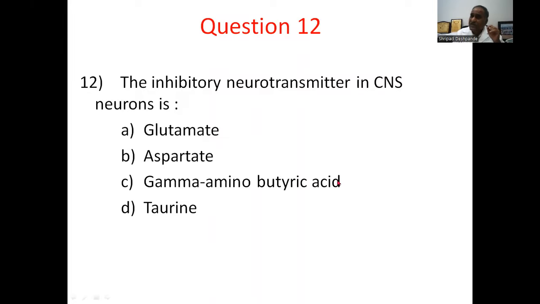The gamma aminobutyric acid is an inhibitory neurotransmitter. That is option C, that is the correct response. However, taurine stimulates the GABA release in certain parts of the nervous system. So that means taurine may stimulate the GABA release and may produce inhibition. This question again is tricky, but considering the various textbook descriptions, gamma aminobutyric acid, option C, is the correct response.